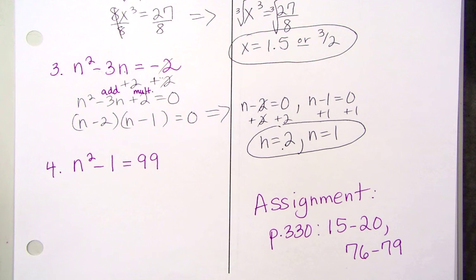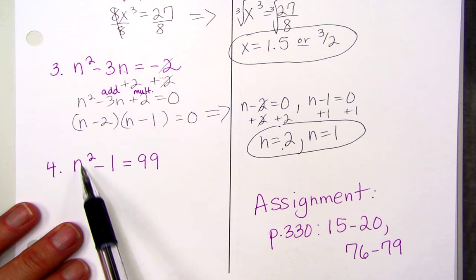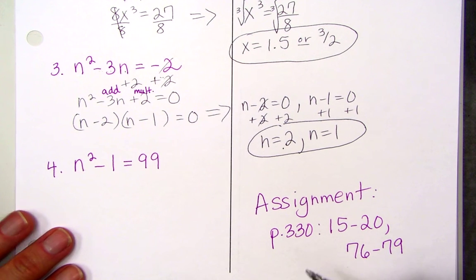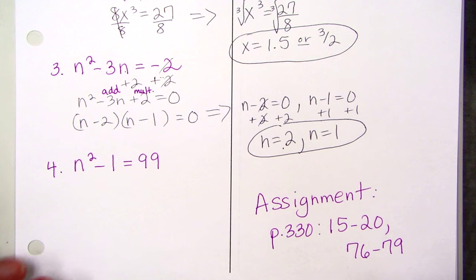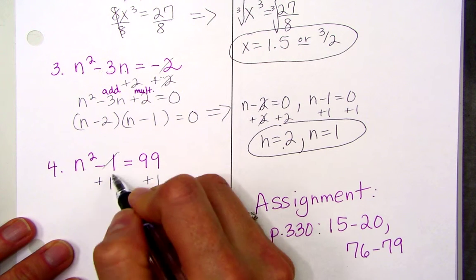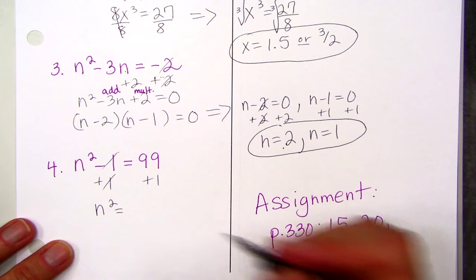All right, last example. Again, think about the types that we've done, and think about how am I going to know which way to solve it. So I want you to key on, are there 2 variables or 1? And I hope that you notice there's 1. This time it's n squared. So I can use that separate the numbers and the letters strategy. So I'm going to add 1 to each side. And I get n squared equals 100.